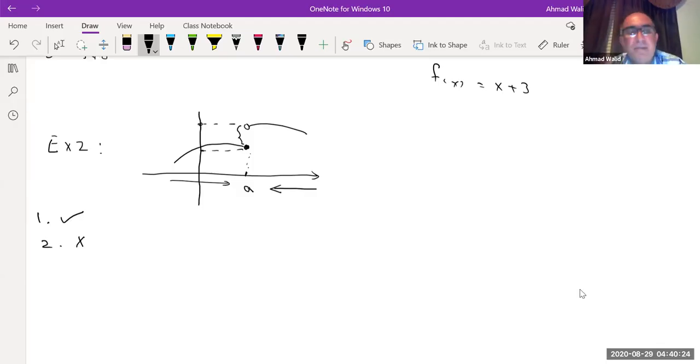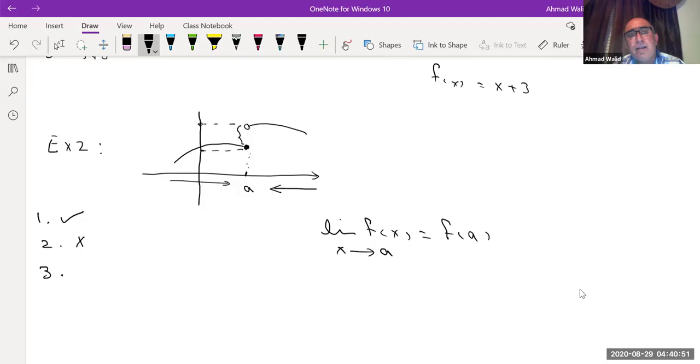Any function, believe me, any function, if it's given as a graph, apply these three tests on it and you know if your function is continuous or not. It's that easy. Let's do test 3 on it. The limit of f of x as x approaches a should be equal to f of a.